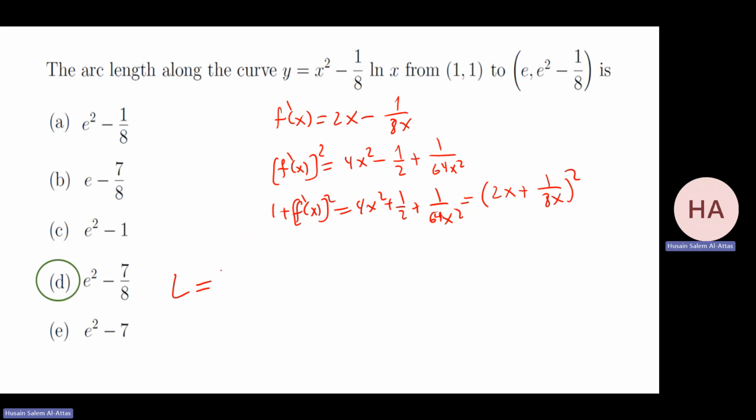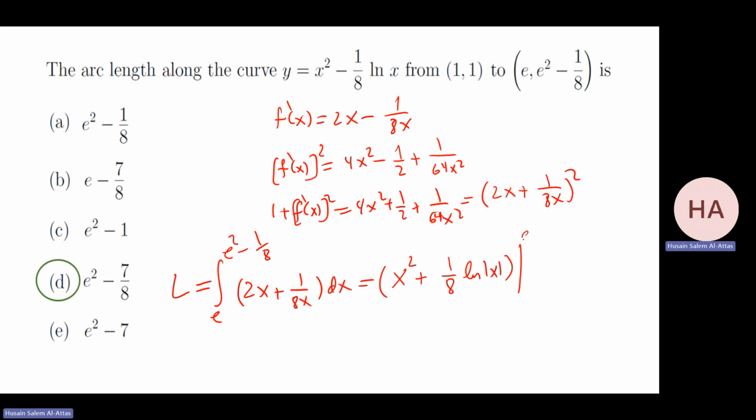L will be the integral from e to e square minus 1 over 8. The square root of this, so the square root will go with the square. So that will be what? x square plus 1 over 8 ln absolute value of x. From where to where? From e square minus 1 over 8 to e.